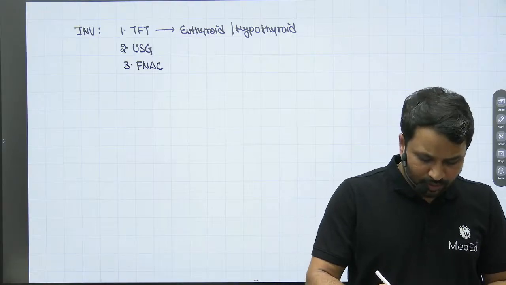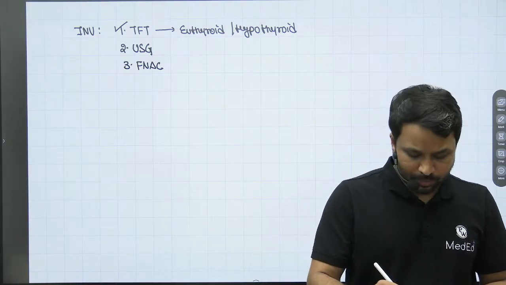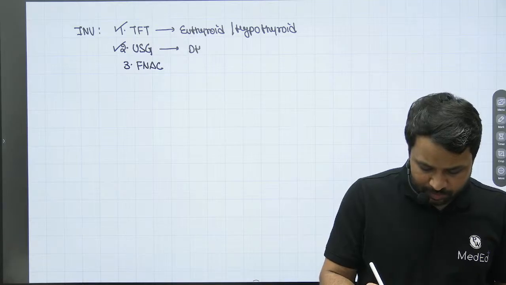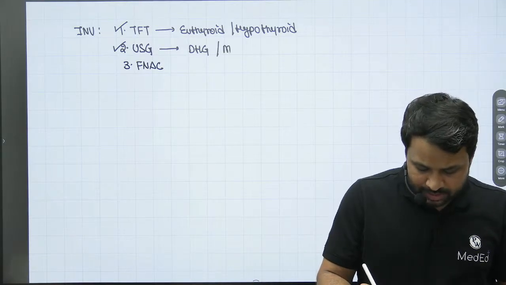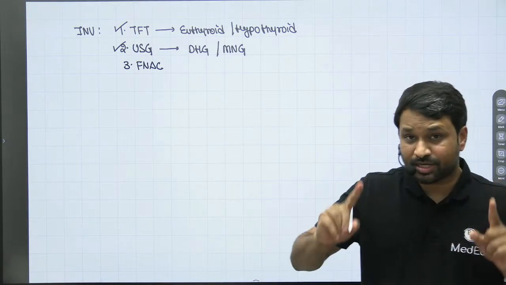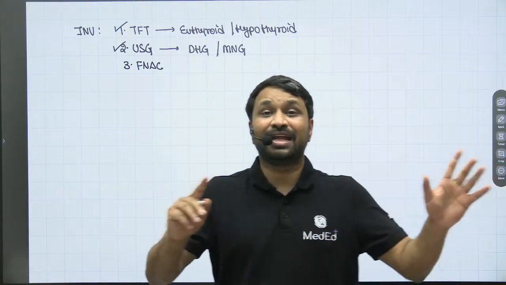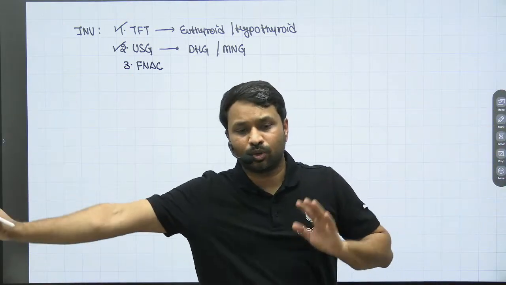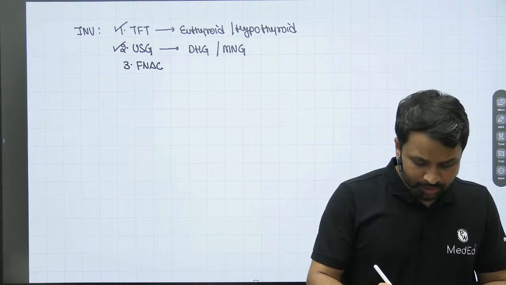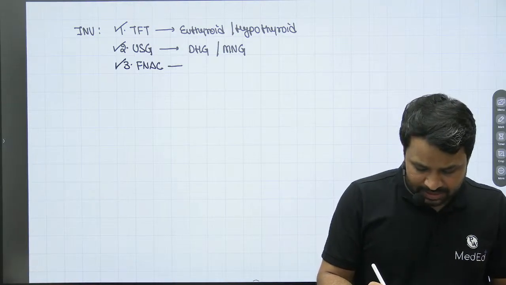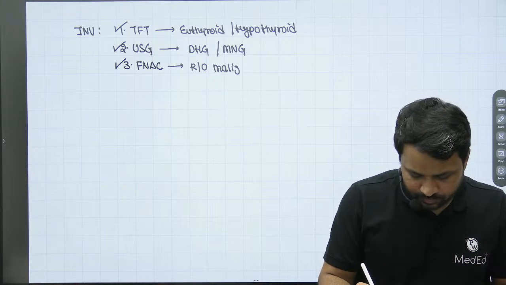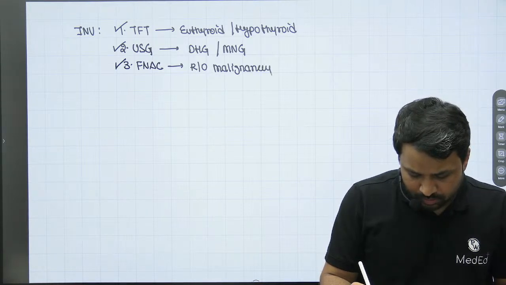So once you confirm on a TFT the patient is euthyroid or hypothyroid, on an ultrasound you have to see whether it is a diffuse hyperplastic goiter or whether it is a multinodular goiter, because ultrasound is the only investigation that can purely differentiate between whether it's a diffuse hyperplastic goiter or a multinodular goiter, and FNAC is basically to rule out malignancy.